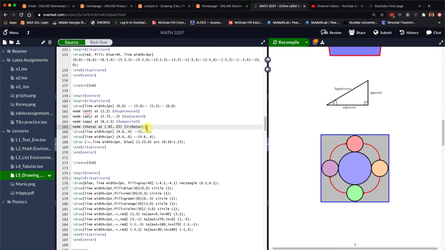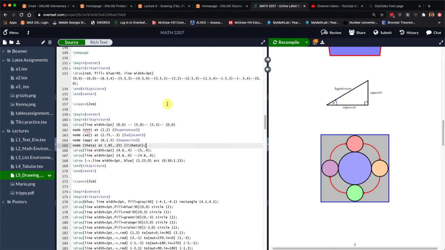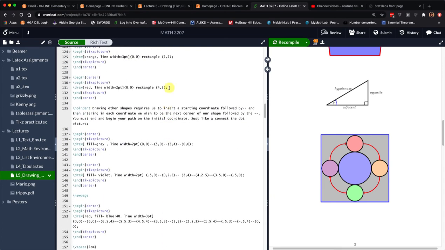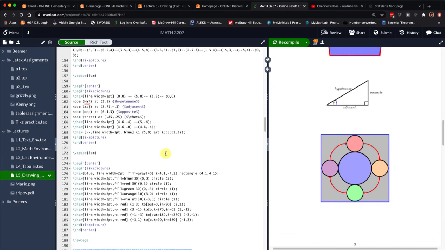Alright, so when you're drawing things like this, semicolons are your friend. I don't believe we did semicolons after we were done drawing. So when you're done drawing something and you've put all the nodes you want, you definitely want your semicolon there. I may have misspoken before.